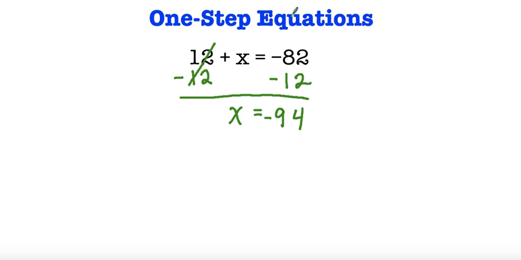And in order to check our work, we're going to have to go back and substitute x for negative 94. So 12 plus negative 94. Since our signs are different here, we subtract and we get 82. And the number with the biggest absolute value is the negative number, so our answer is negative 82. And that's correct.